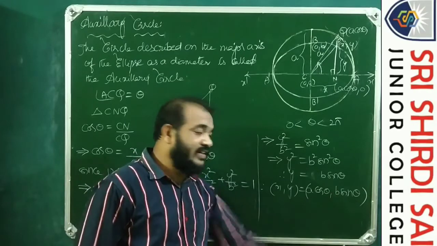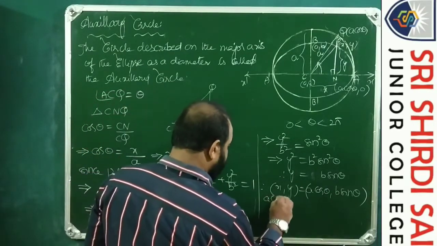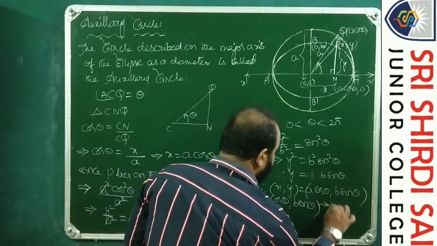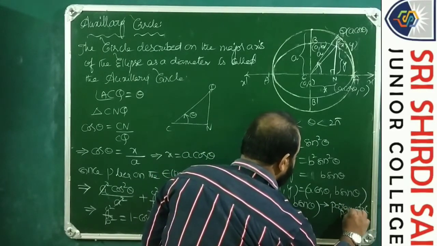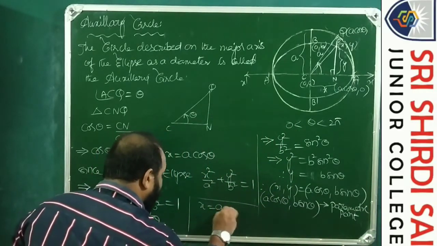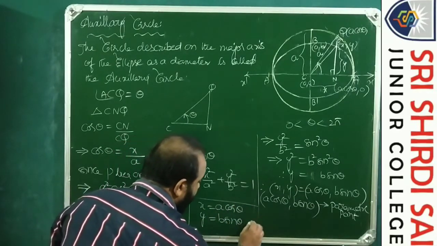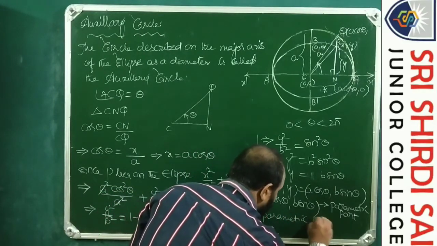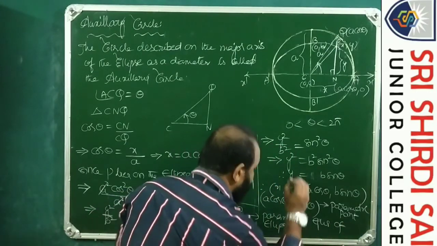A cos theta comma B sin theta is said to be the parametric point. And x equals A cos theta, y equals B sin theta are said to be the parametric equations of the ellipse.